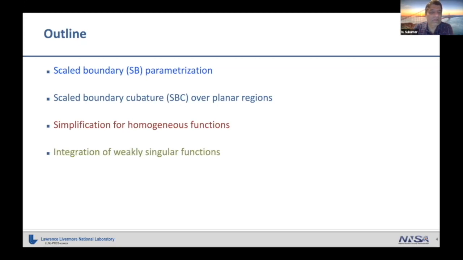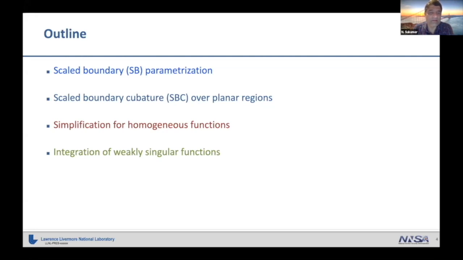And two things that are relevant are how do you integrate efficiently and accurately weakly singular functions that have finite energy, but where there's a singularity either at a vertex or inside the element itself.